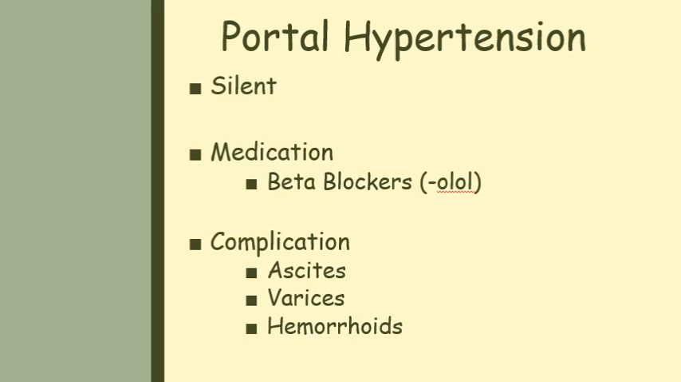It is silent. And so what medications do we give to treat it? We give beta blockers, our OLOLs, like propranolol, which is one of our medications that we give for portal hypertension. Another medication that we could give for portal hypertension is nadolol. And so complications of portal hypertension include our ascites, our varices, and our hemorrhoids.